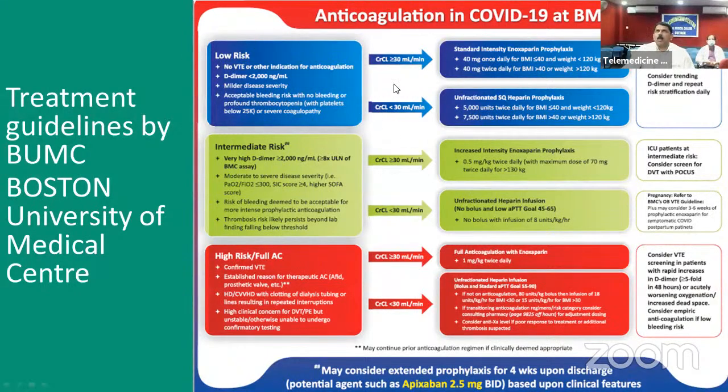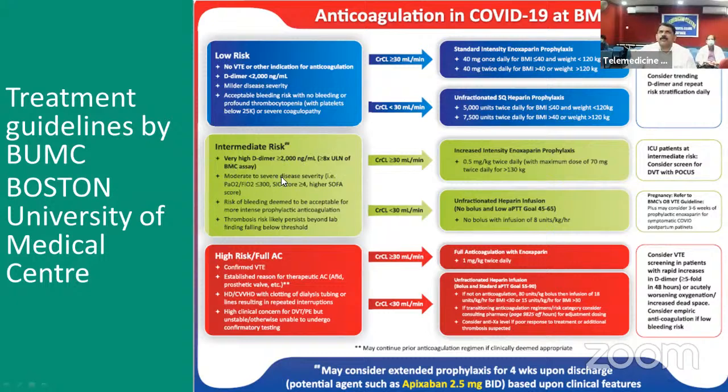If they have low creatinine clearance, unfractionated heparin is preferred, 5,000 when the BMI is less, and 7,500 when the BMI is more. So intermediate risk is very high D dimer. That's more than 2000. Here it was less than 2000.